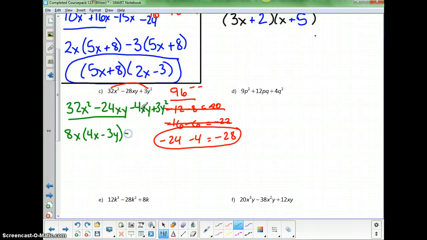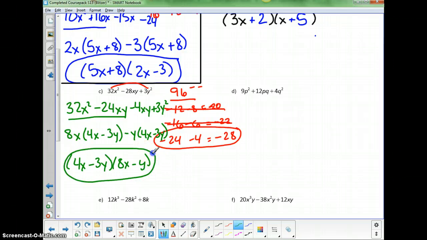Okay, minus, these have a y in common. When I divide by the negative, I have 4x. 3 divided by the negative is going to be negative 3y. Taking one of the y's out, there's one left. 4x minus 3y is in common. And that'll leave us with 8x in the first term, minus y in the second. And we're done. Alright, now let's try the next one.